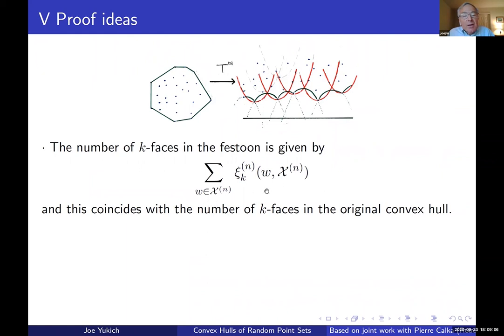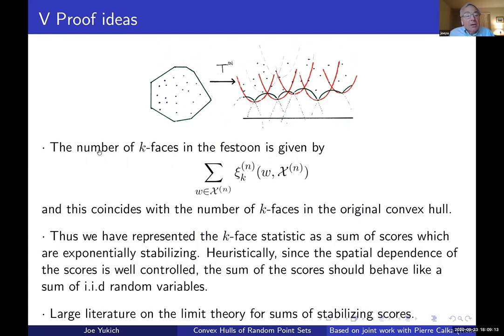So the number of k-faces, we recall, is given by this sum. This coincides with the number of k-faces in the original convex hull. And we've thus represented the k-face statistic as a sum of random variables that are exponentially stabilizing. And since these random variables have spatial dependencies which are well controlled, it could happen, and it should happen, that the sum of these scores should behave like a sum of IID random variables. And this is actually what happens.